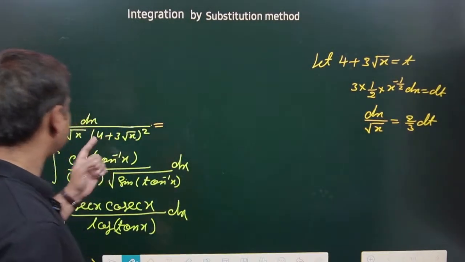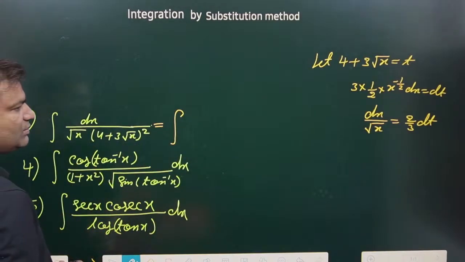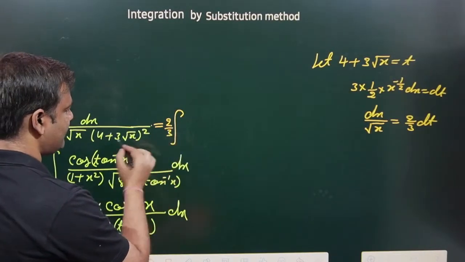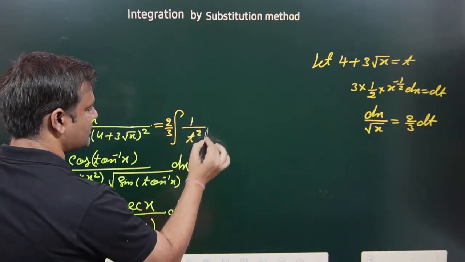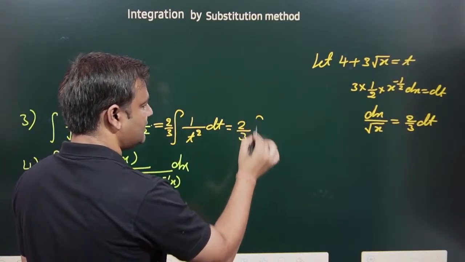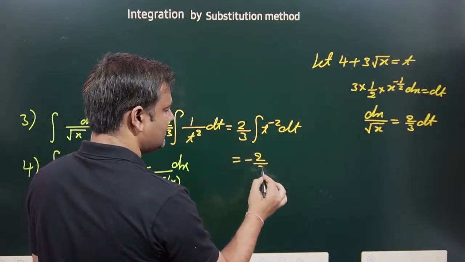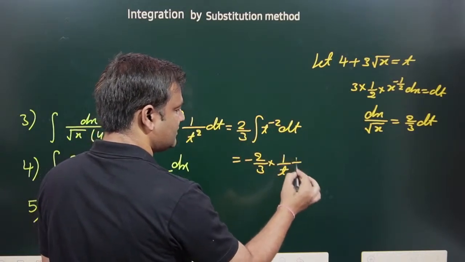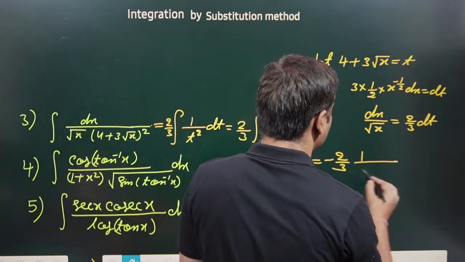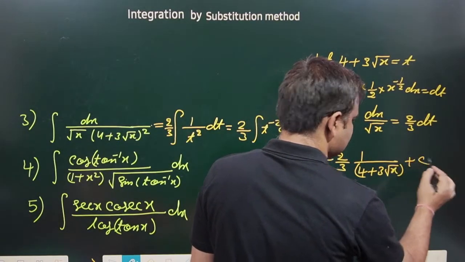So that one is replaced by how much? dx upon root x is 2 by 3 dt, so 2 by 3 upon t square dt. So this is written as 2 by 3 into t to power minus 2 dt. So minus 2 by 3 into 1 by t plus c. So 1 by t is basically how much? 4 plus 3 root x. Okay, plus c is the right answer.